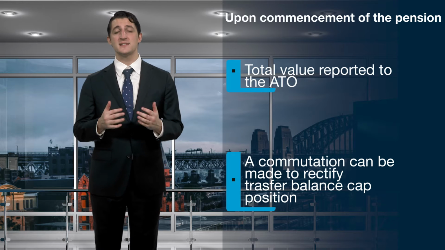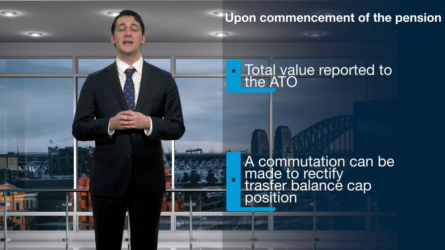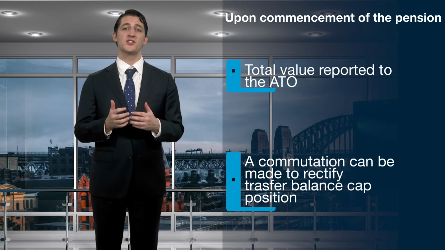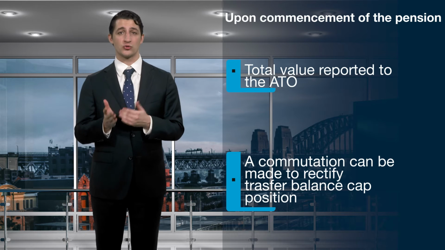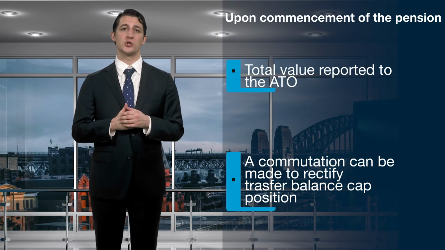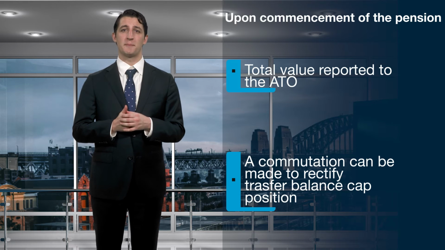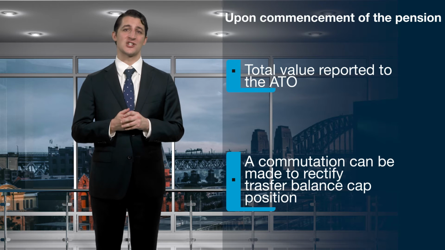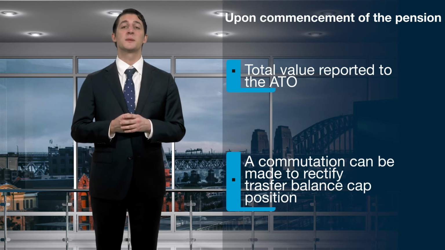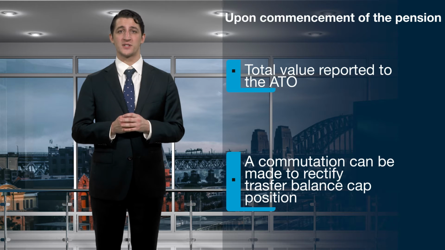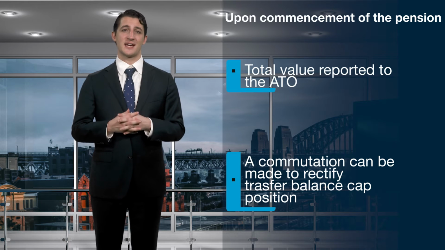If your client has exceeded their transfer balance cap, it is then possible to commute a sufficient amount out of the pension as a withdrawal or roll back to accumulation phase. This commuted amount would be subsequently reported for transfer balance cap purposes to the ATO, to avoid the client having a taxation issue with a pension in excess of the transfer balance cap. Please contact the Panorama support team for assistance if this is the case for your client.